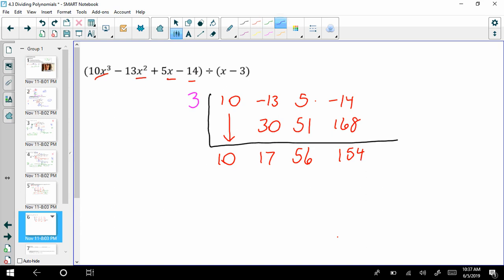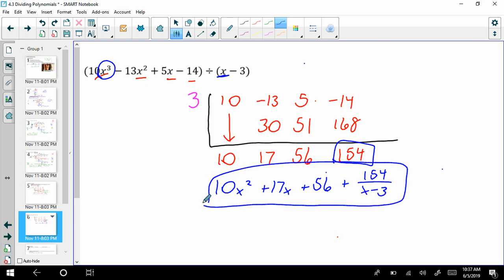We're just going to write it back as a polynomial. So if I look, originally the highest exponent was x cubed, but I've divided by an x. So now it's going to be 10x squared plus 17x plus 56. And that last number is my remainder. So plus 154 over what I was dividing by. I would get this same answer if I would have done this problem using long division. It's just a lot quicker this way.